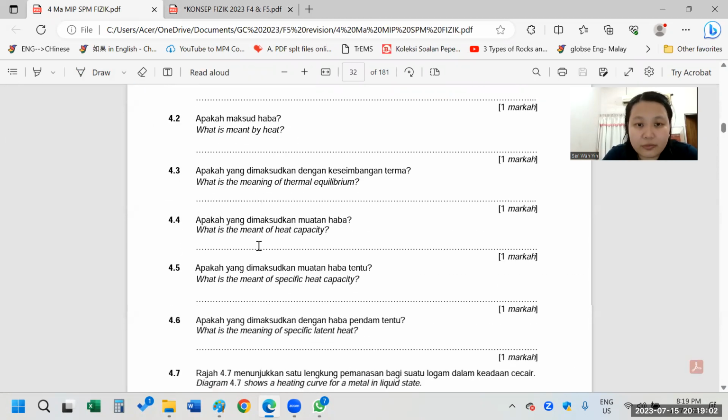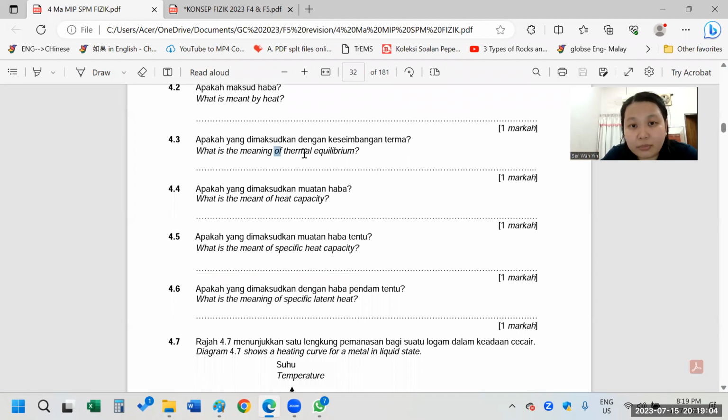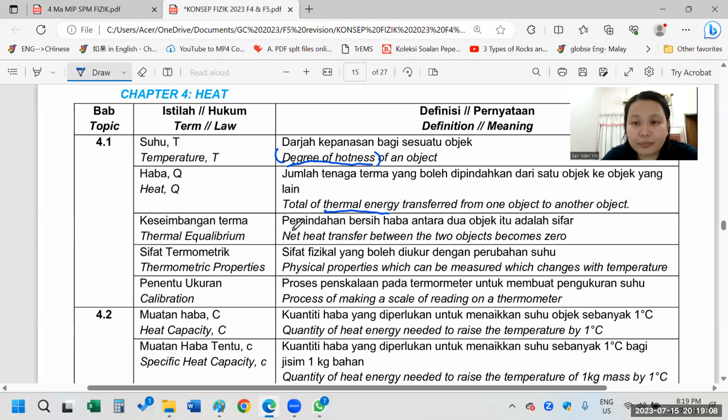All of this about thermal equilibrium, you must know. What is thermal equilibrium? I encourage you to tell two things. Number 1, net heat is 0. Second, the final temperature is the same.